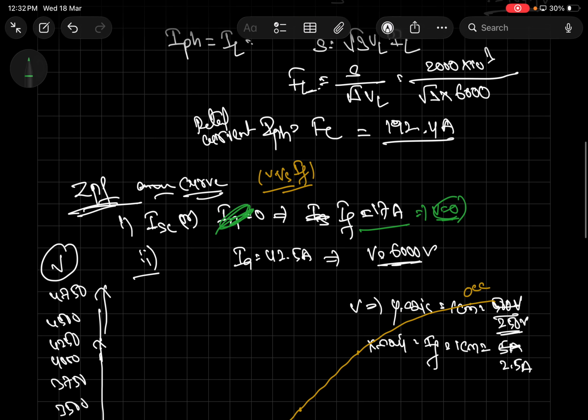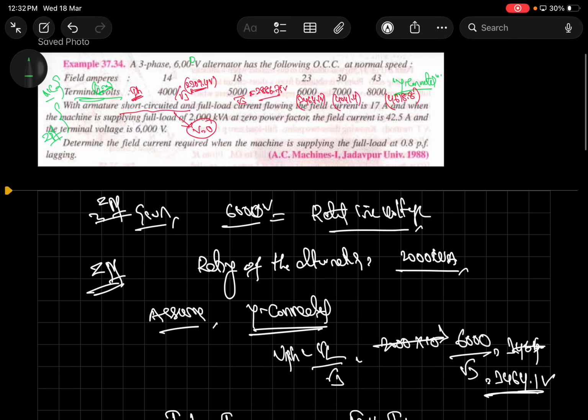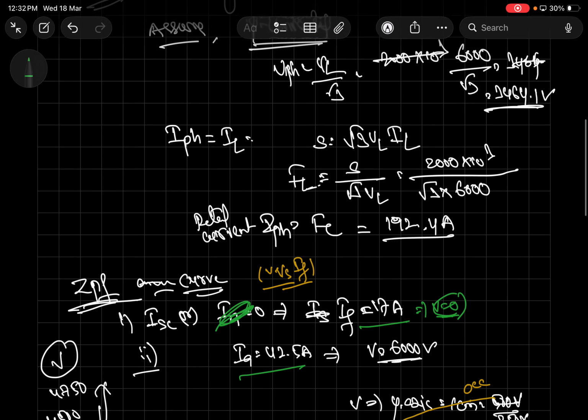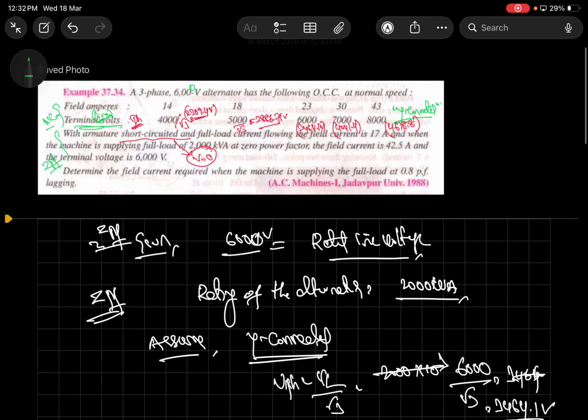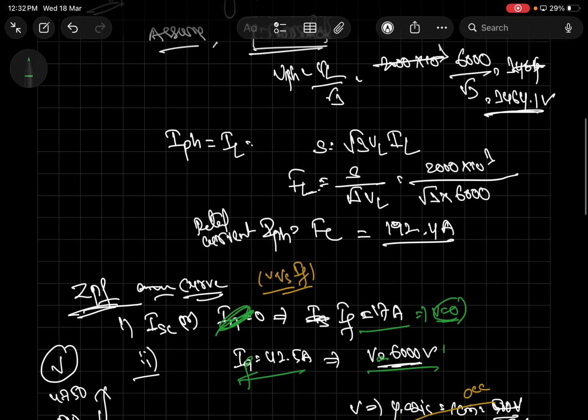Next one is, sorry, it's not IA, for a field current of 42, for IF equal to 42.5 amps, what is the corresponding voltage here? 6000 volts here. So again, this voltage has to be converted into what? This is line voltage. We have to convert into the corresponding phase voltage. That is 6000 by root 3. Again, we will get 3464.1 volts.